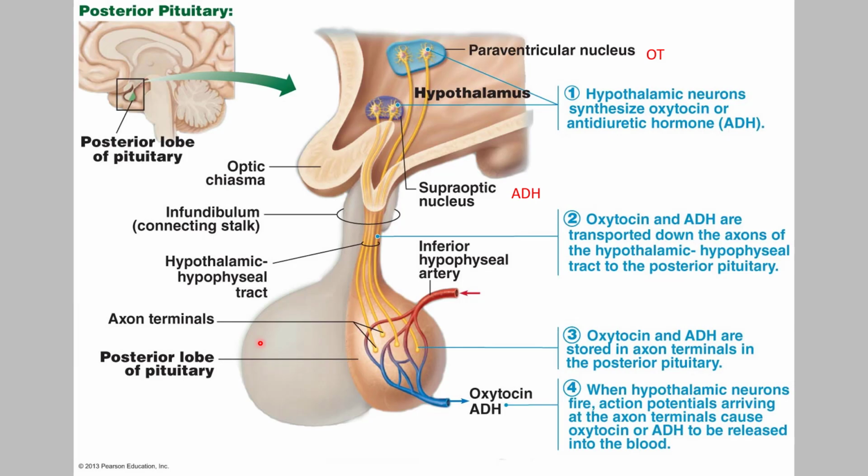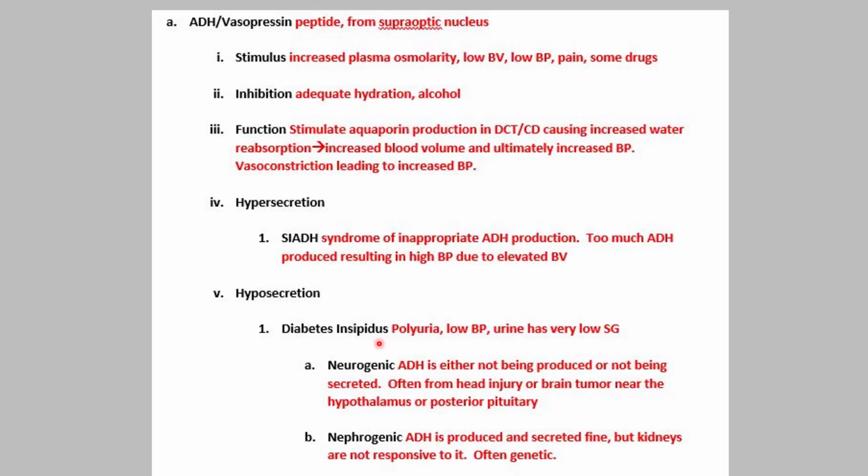All right, so here we are again, back with ADH and oxytocin. Right now, we are going to focus on ADH. ADH is made in the supraoptic nucleus, travels down these axons and is stored in the posterior pituitary gland. So let's take a look at ADH. I said it's also called vasopressin. Antidiuretic hormone and vasopressin are the same thing. There are just two different names.